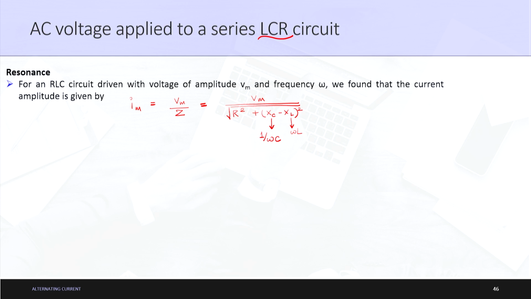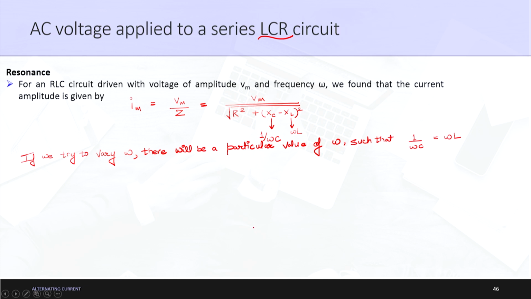Now, please try to understand that if I try to vary this value of omega, there will be a particular value of omega such that 1 upon omega C is equal to omega L. There will be such a particular value such that 1 upon omega C is equal to omega L.